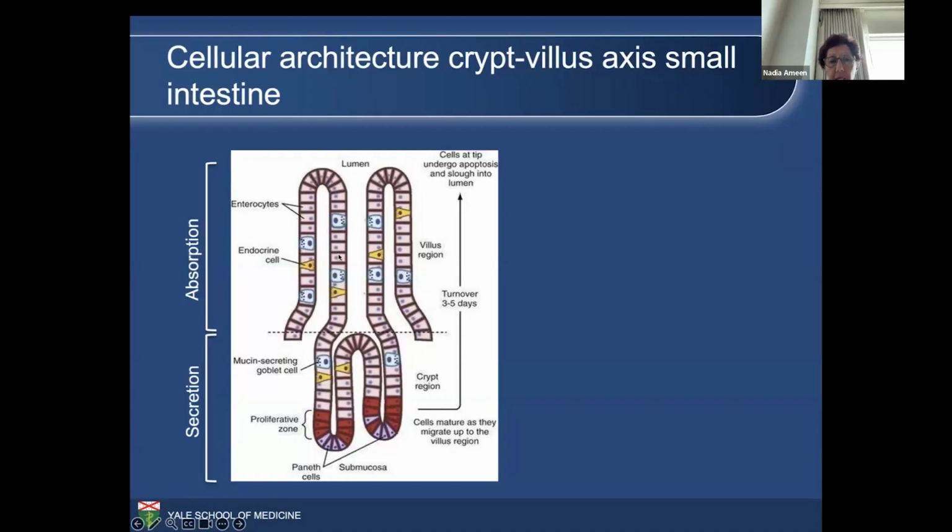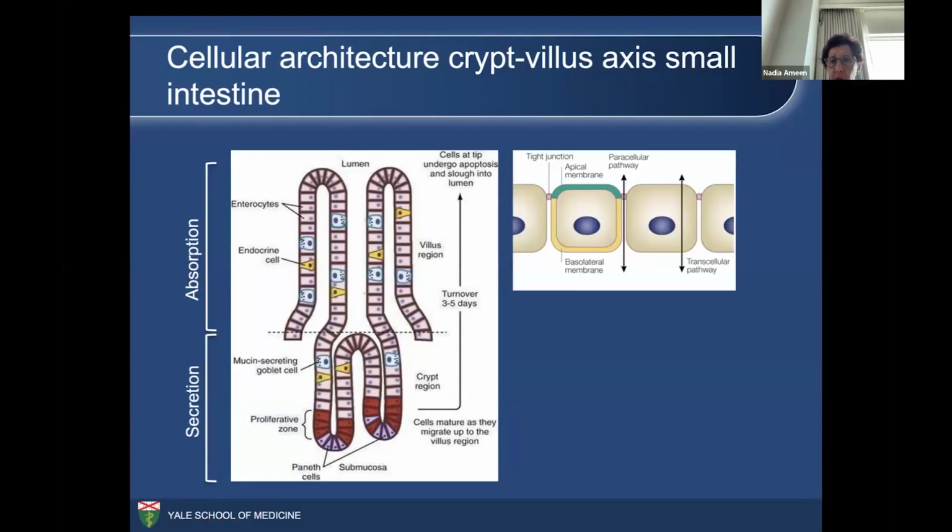And when I entered the field in the late 90s, there was strict division of the functions of cells in the crypt as secretory cells and cells on the villi that were ascribed to absorptive functions.